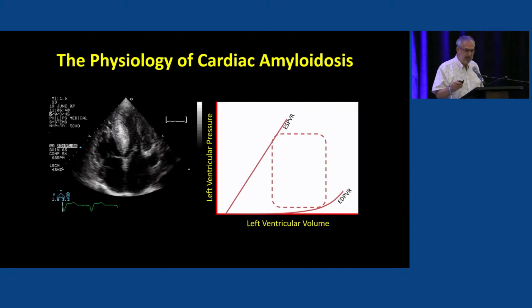The physiology is shown here. Dr. Griffin showed a slide, and you can see the ventricular chamber is smaller than the atrial chamber. This is a loss of ventricular capacitance, and so the end diastolic pressure-volume relationship kind of shifts upward and to the left.